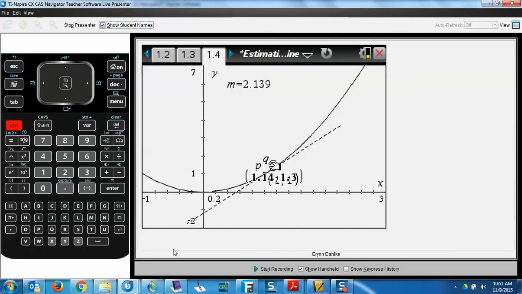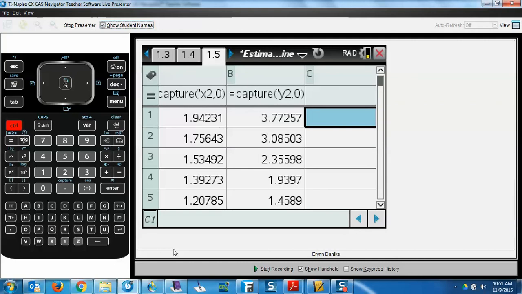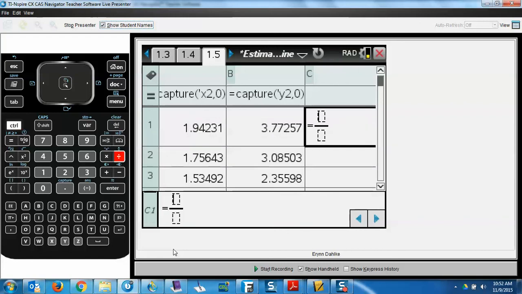So hit Control right arrow and go to the next page. What we see are some of those points that we have captured there. If you arrow over to right there, what we want to do is hit the equal sign, and calculate that slope. I want to do it between this point and the point 1, 1, which was the point P. So hit Control Divide for our divide sign, and we're going to do our slope calculation.